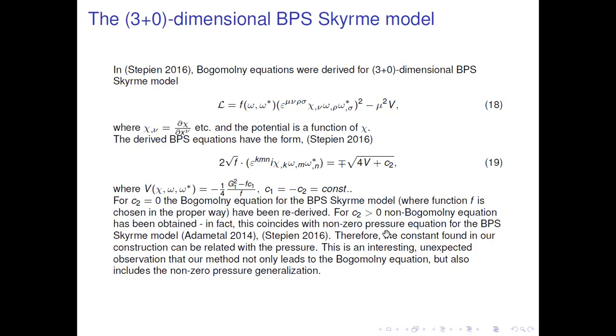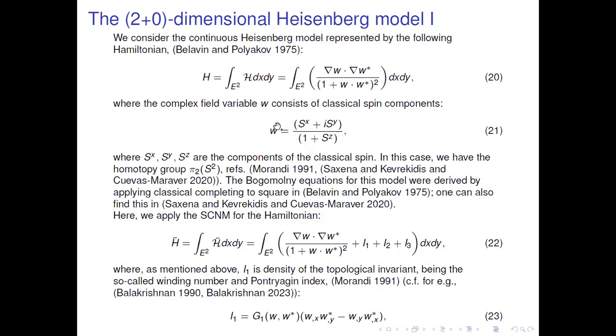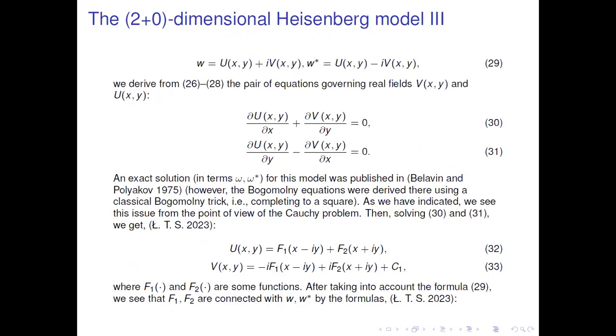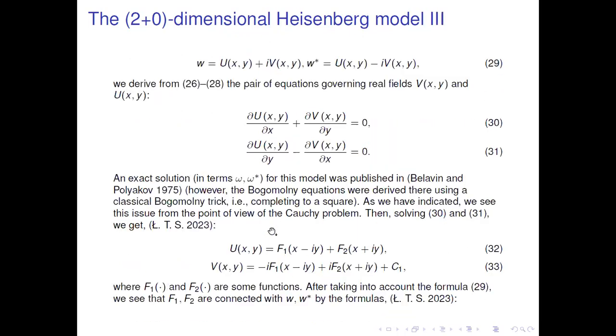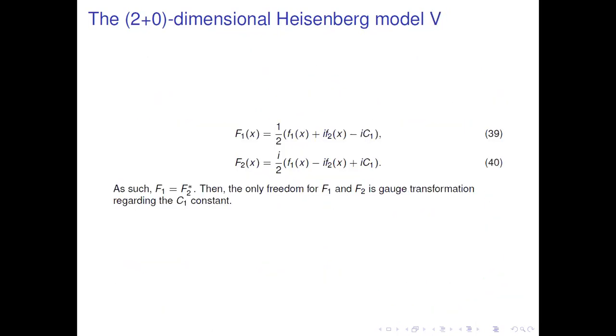So this is a very interesting fact that the BPS Skyrme model, or in general the Skyrme model, has an application in the description of neutron stars. So the role of pressure is very important. Okay, and these were the analogous computations concerning the Heisenberg model of a ferromagnet. But let's go further. If you are interested in this fragment of my slides, of course I can go back to it later.